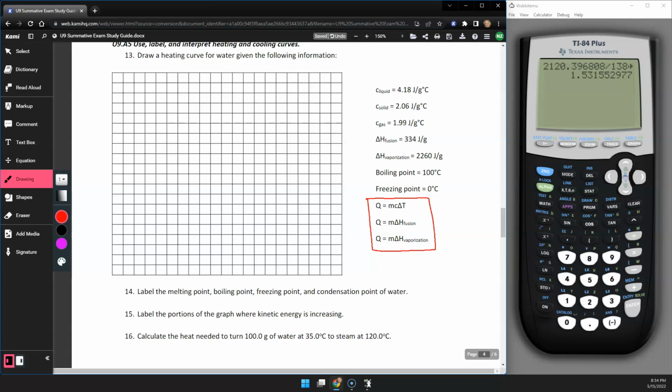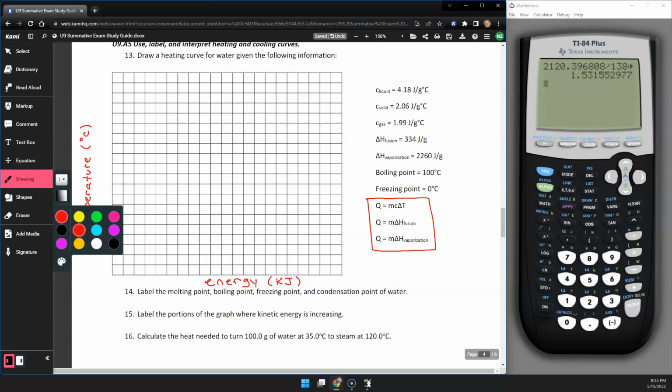So the first thing that I would do is I'm going to go ahead and label my x-axis, which will always be energy. And we're going to use the units kilojoules. The y-axis will be temperature. And our units will be degrees Celsius.